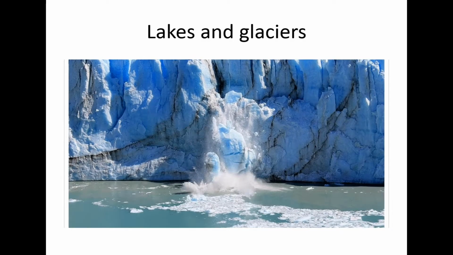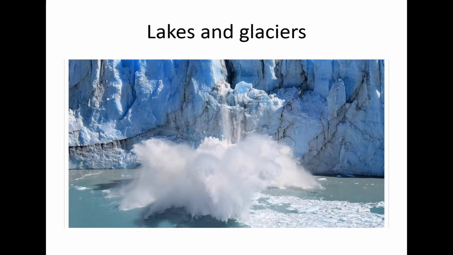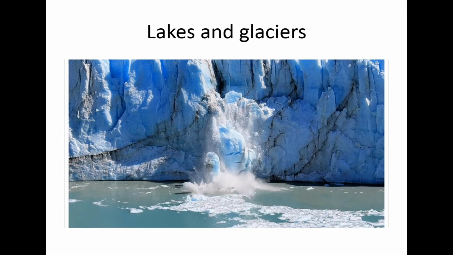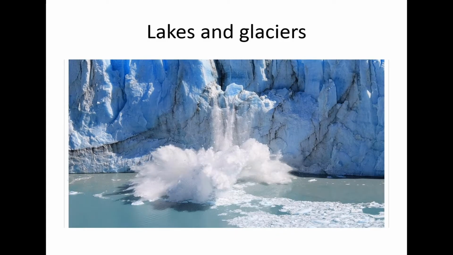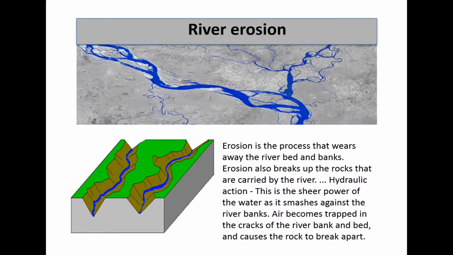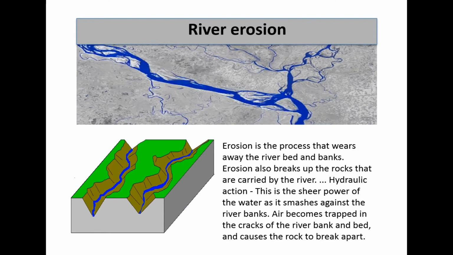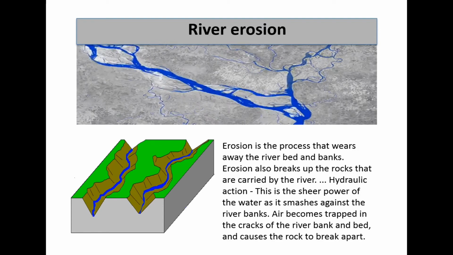Lakes and glaciers. A few rivers have a lake as their source. Other rivers in high mountain areas start at the edges of melting glaciers. Erosion is the process that wears away the riverbed and banks. Erosion also breaks up the rocks that are carried by the river.